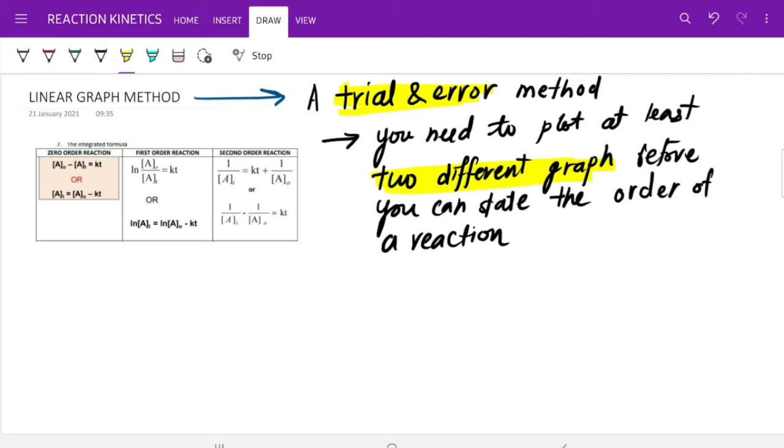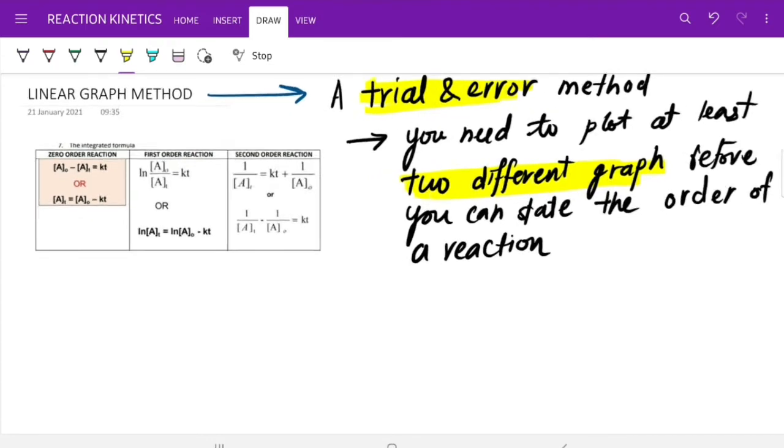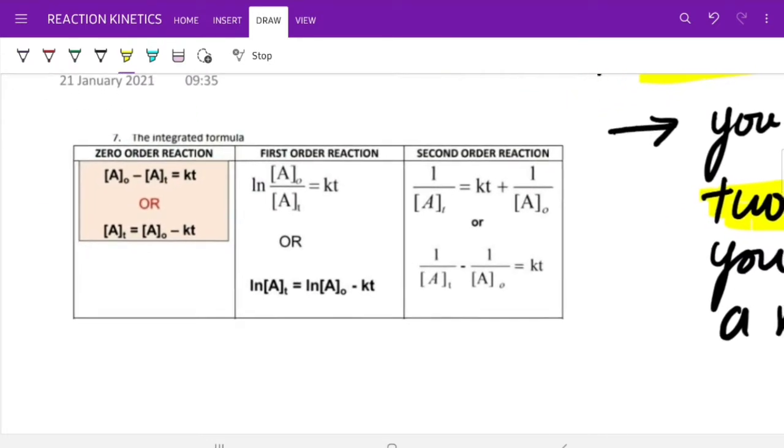So what kind of graph do you need to plot for this one? It means you have to refer to the integrated rate law formula that you already learned. Luckily, here in matriculation we're going to focus on zero order, first order and second order. That means your graph will only consist of either zero order, first order or second order reaction. So what kind of graph do you need to plot? Let's look at the formula.